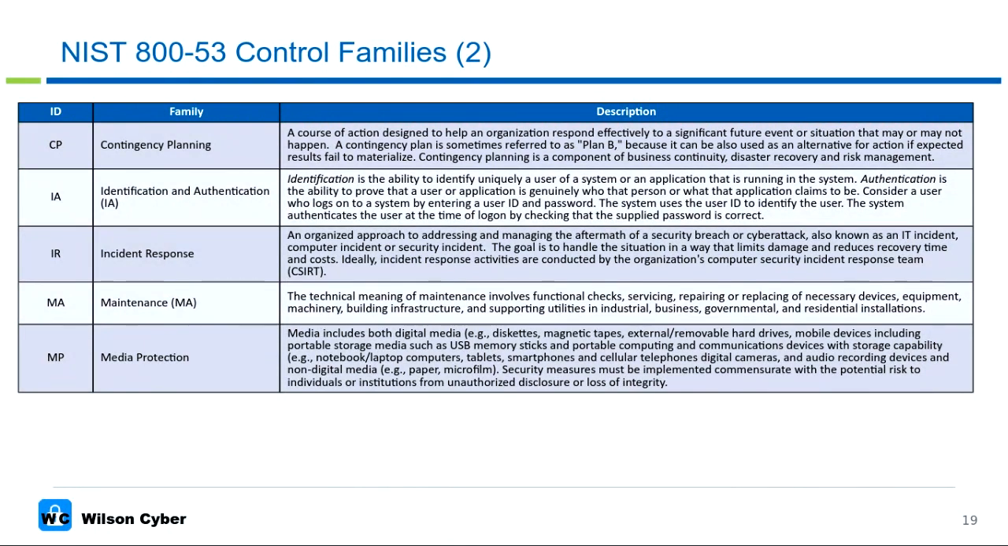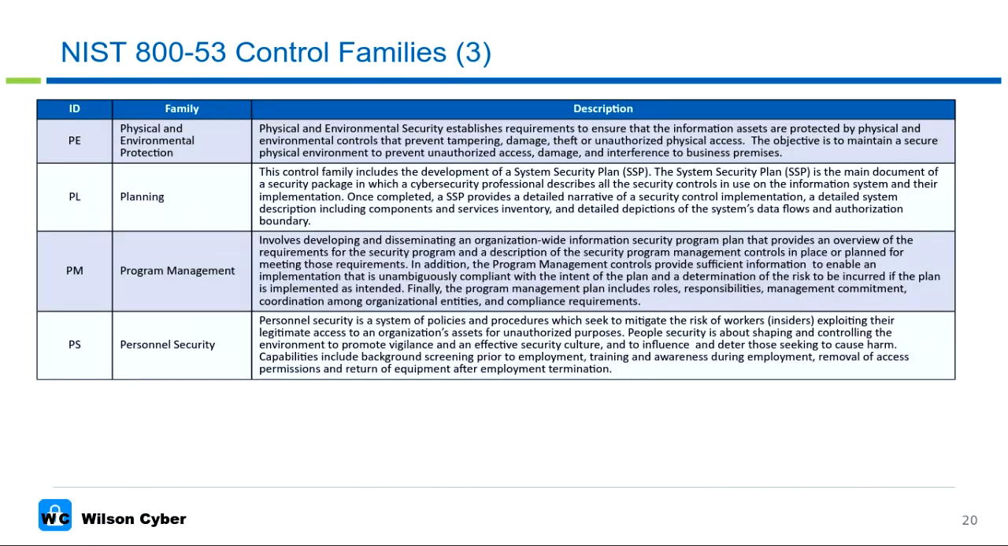Media protection. Media includes both digital media, such as disks, magnetic tapes, external removable hard drives, mobile devices, including portable storage media such as USB memory sticks, portable computing and communications devices with storage capability, such as a notebook, laptop, tablet, smartphone, cell phone, digital camera, audio recording devices, and non-digital media, such as paper or microfilm. Security measures must be implemented commensurate with the potential risks to individuals or institutions from unauthorized disclosure or loss of integrity.